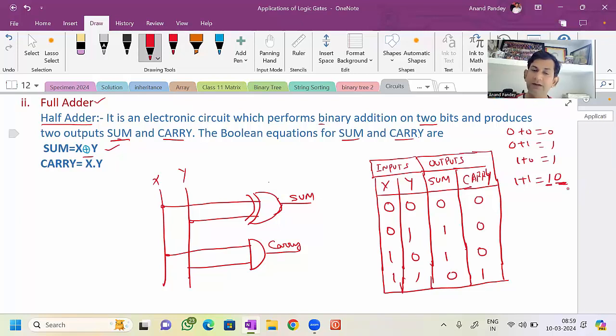So this is all about the half adder circuit and truth table. And what is the use of a half adder? The half adder is used to perform binary addition on 2 bits. Okay, please remember this.